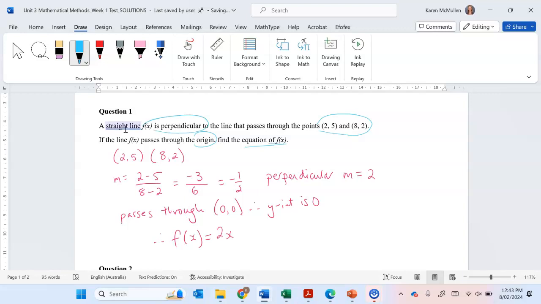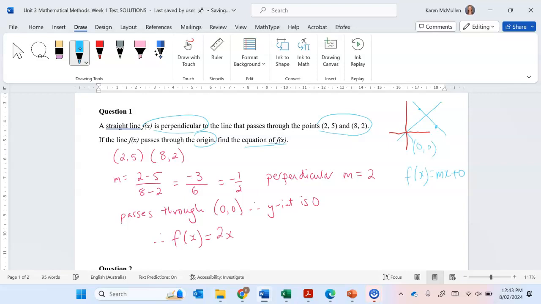So we basically have 2 lines and we don't know what they look like, but we've got one straight line that goes through the 2 points (2, 5) and (8, 2). So let's just say there's 2 points here. And the line we want is perpendicular, and it also goes through the origin. So what it means by going through the origin is this point here is (0, 0). So that already tells me that my equation is going to be f(x) equals some gradient, which we'll work out in a sec, plus 0.